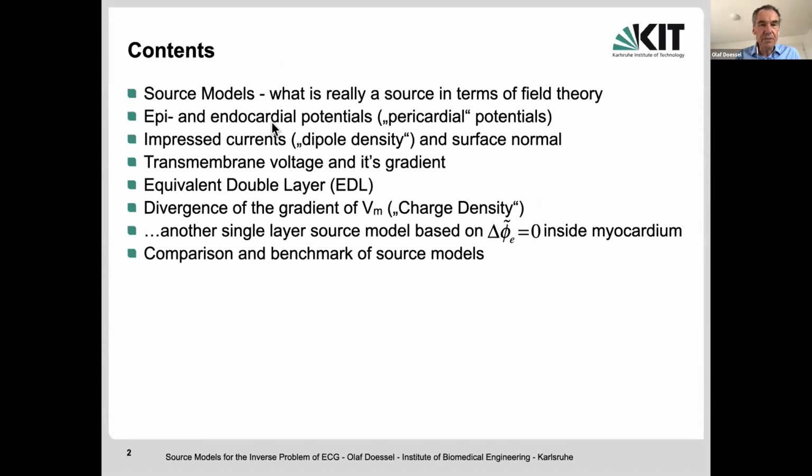Thank you very much for inviting me to give this lecture on the different cardiac source models for the inverse problem of ECG. The contents are quite a lot for 15 minutes.